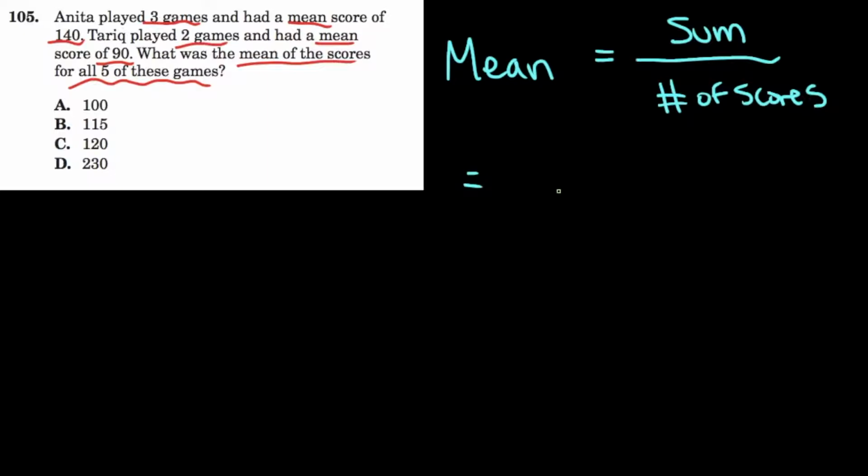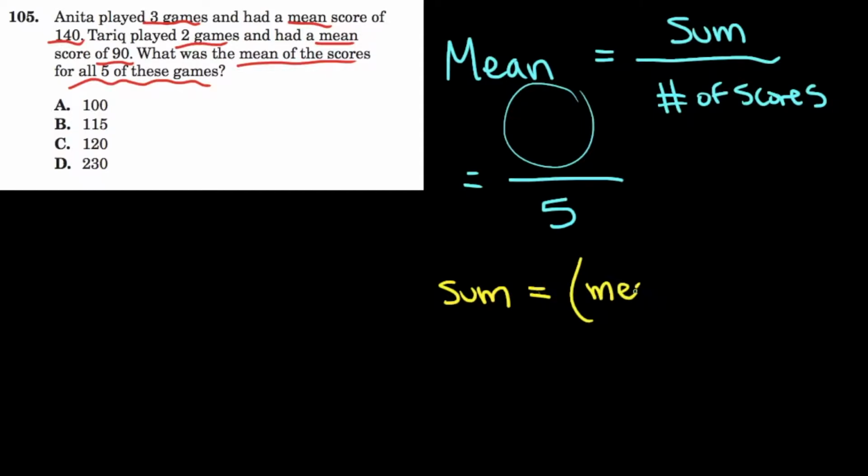So we know that we're supposed to find the mean of 5 scores. So that's the number on the bottom. The question is, what is the total sum? And that'll be the sum including Anita and Tariq. It'll be helpful to note that this formula up here, we can multiply both sides of the equation by the number of scores and get an equivalent but brand new formula that'll really help us. The sum would be equal to the mean times the number of scores.